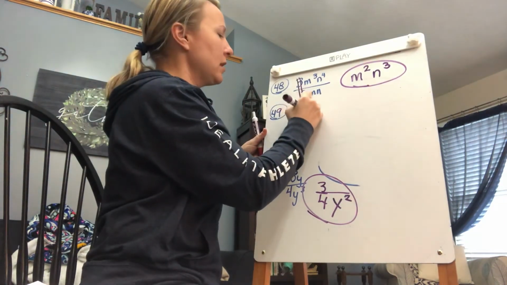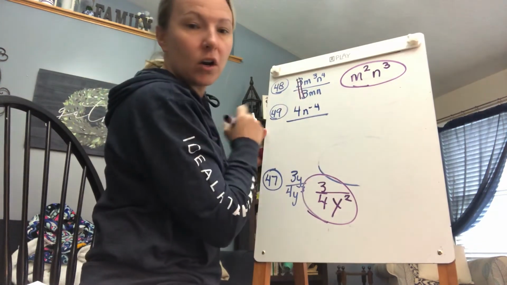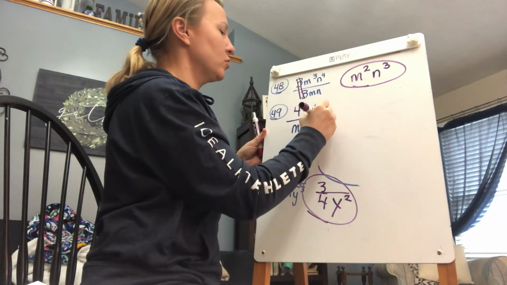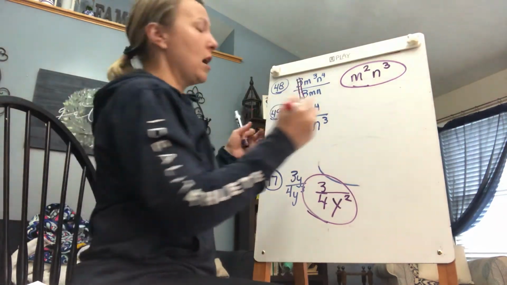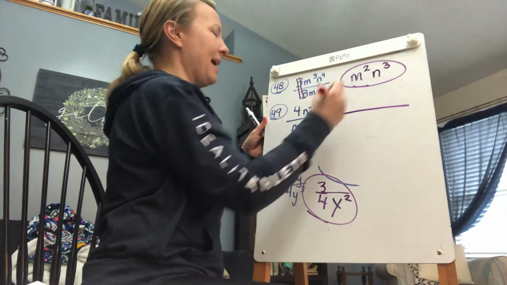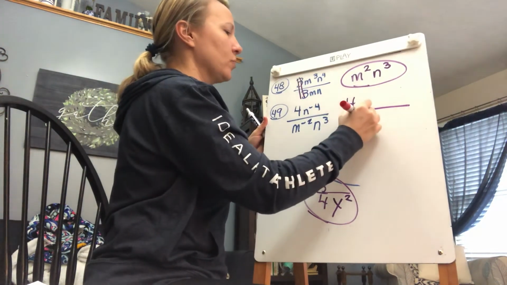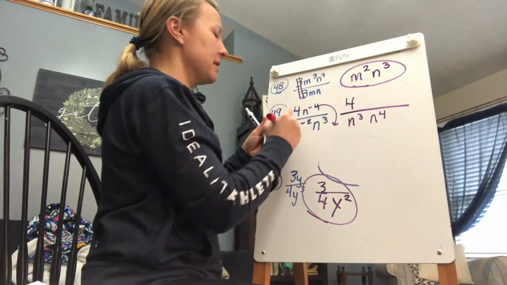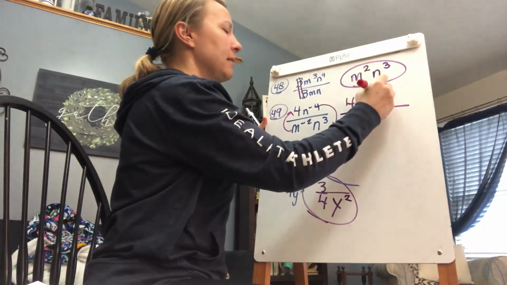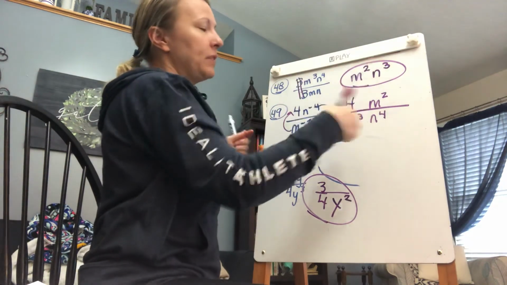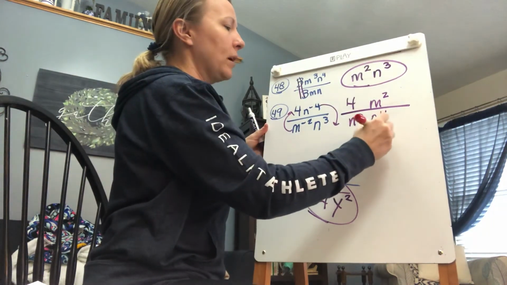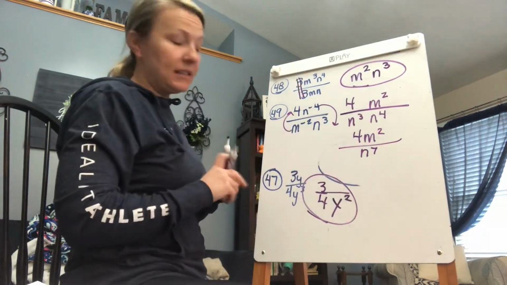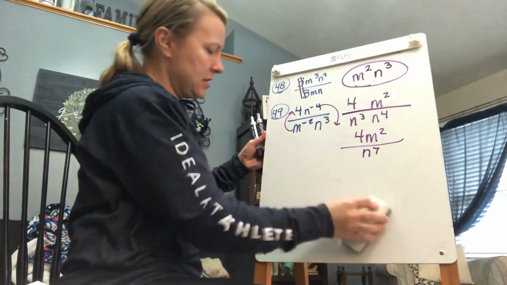Number 49 says 4n to the negative 4 over m to the negative 2n to the 3. And so I'm going to move my negatives first. Let's put the positives. I have a 4 and I have n to the 3. Those don't move. This n comes down and becomes n to the 4th on the bottom. This m comes up and becomes m squared on the top. If I put things together, I have 4m squared. On the bottom, I've got 3 n's and 4 n's gives me 7 n's. And then one more.